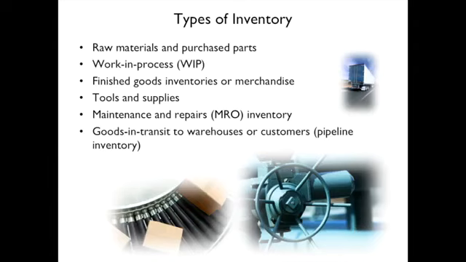There's work in process. So, like if you're assembling a chair, all of those parts, even though they're not worth anything, they're work in process. So that's inventory. Finished goods inventories are merchandise. So you have the chair built and it goes into the warehouse.